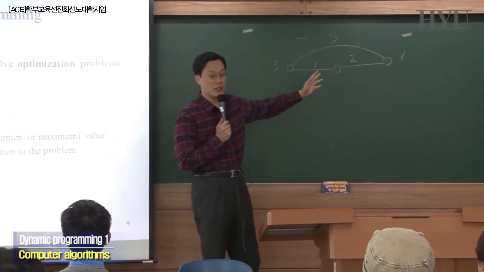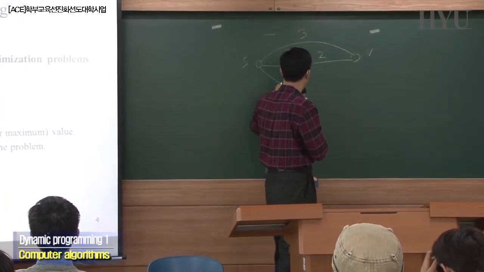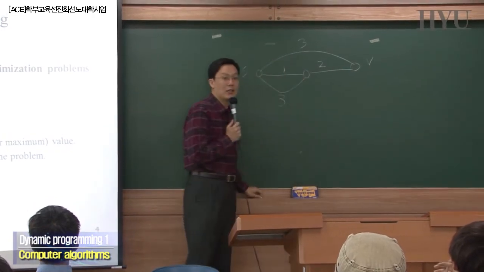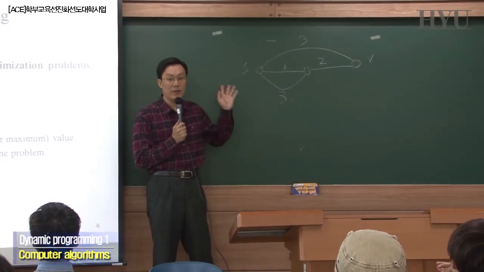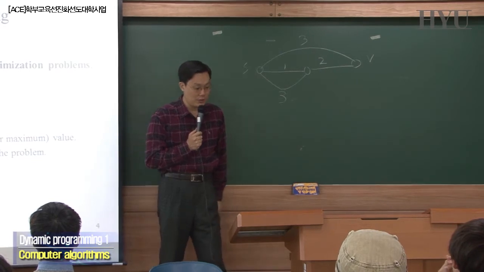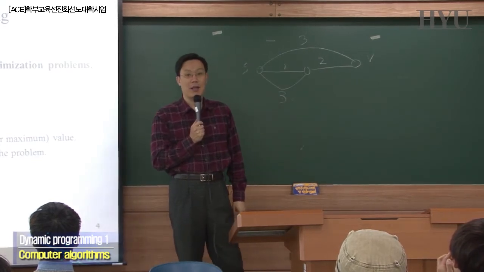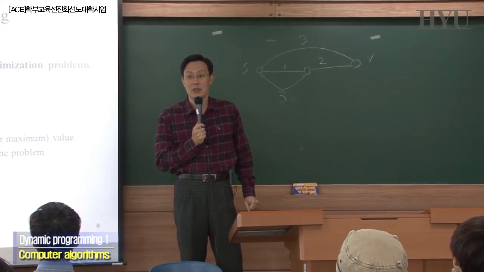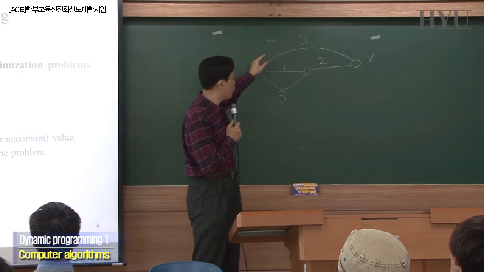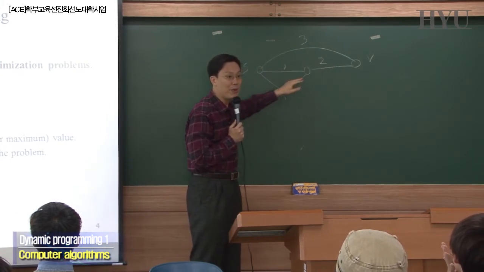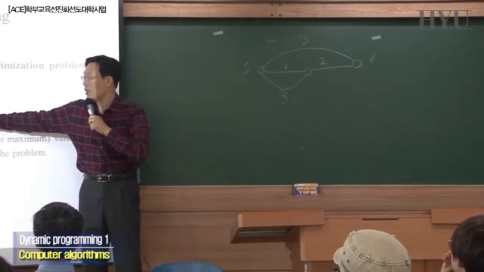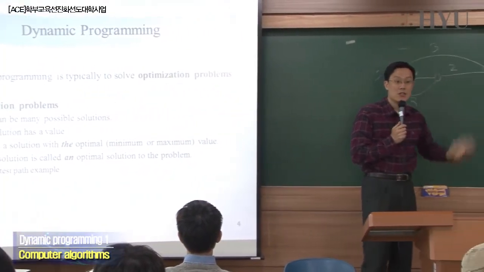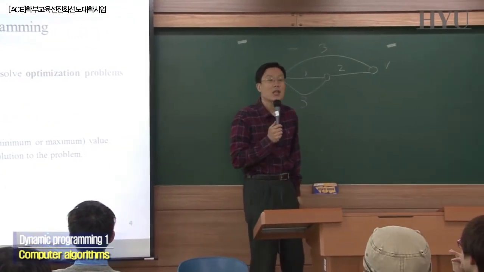And look at this. Okay, let me draw another line. How many paths are there from the source to destination? The number of paths, not the shortest paths. Three paths, right. There are 1, 2, 3 paths. So there can be many possible solutions, means there can be many paths.